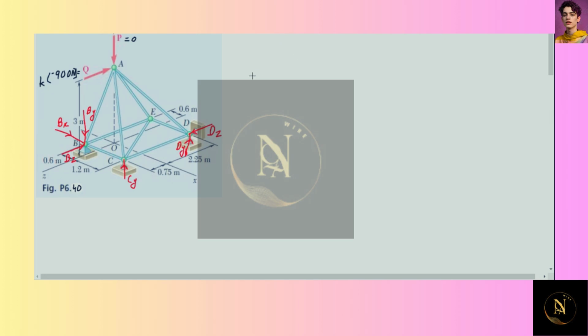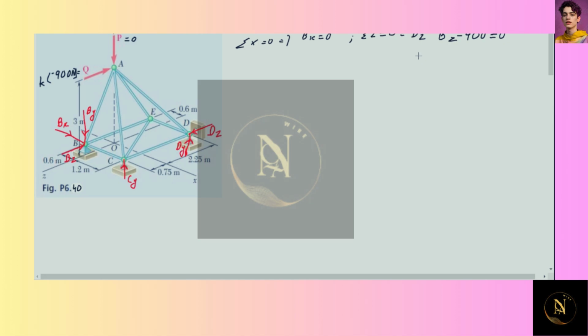Now apply the equilibrium equations in 3D. Summation along x equal to 0 gives you bx equal to 0, and summation along z equal to 0 gives you dz minus 900 equal to 0.